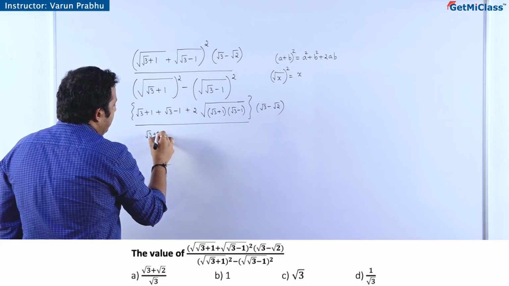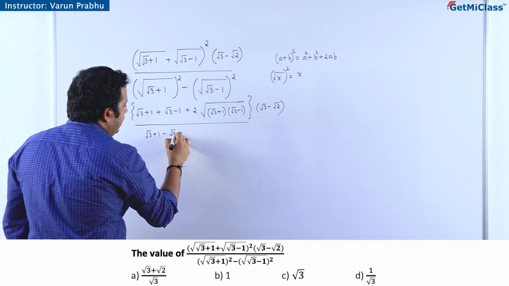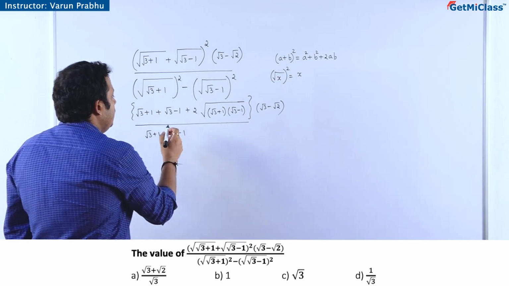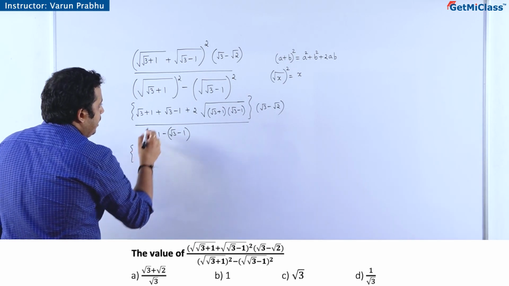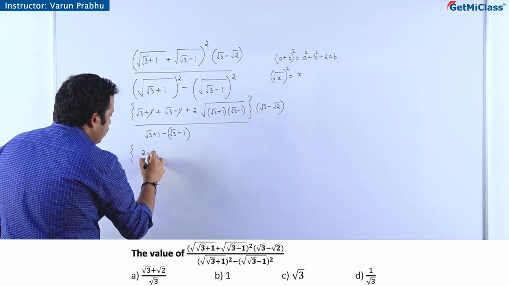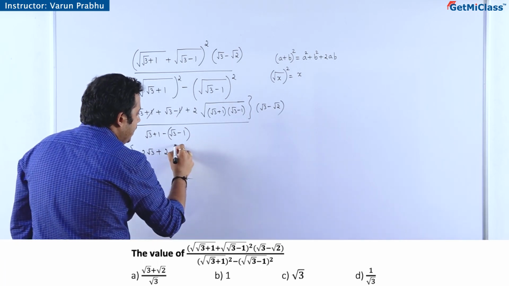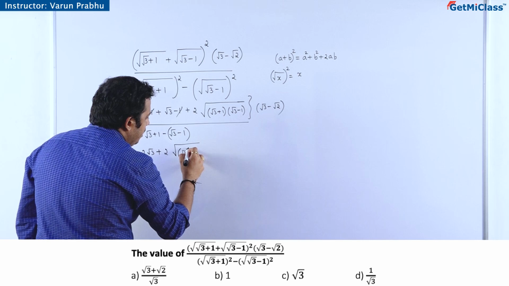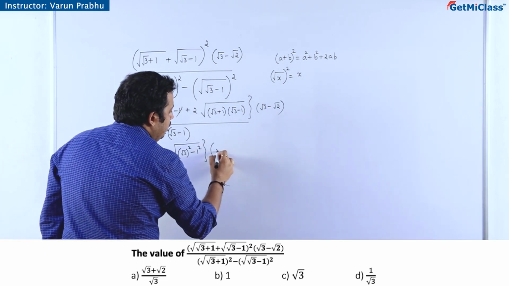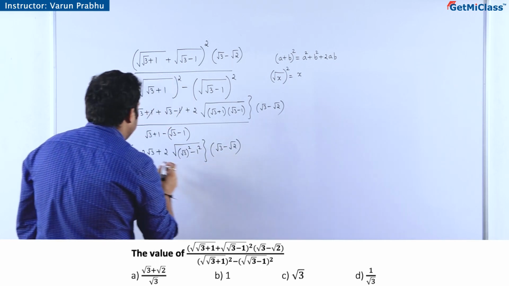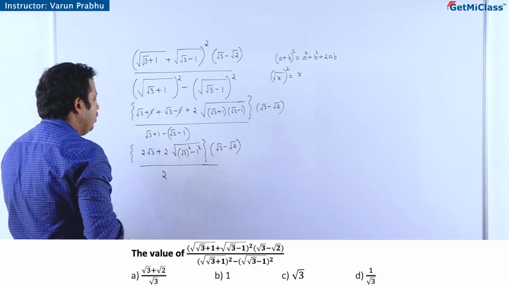So I can write root 3 plus 1 minus of root 3 minus 1. So this is nothing but minus of root 3 minus 1, like this. So plus 1 minus 1 will get cancelled, 2 root 3 plus 2 into root 3 plus 1 into root 3 minus 1 can be written as square root of root 3 square minus 1 square, correct? Root 3 square minus 1 square into root 3 minus root 2 whole, divided by root 3 minus root 3 will get cancelled, divided by 2, correct or not?